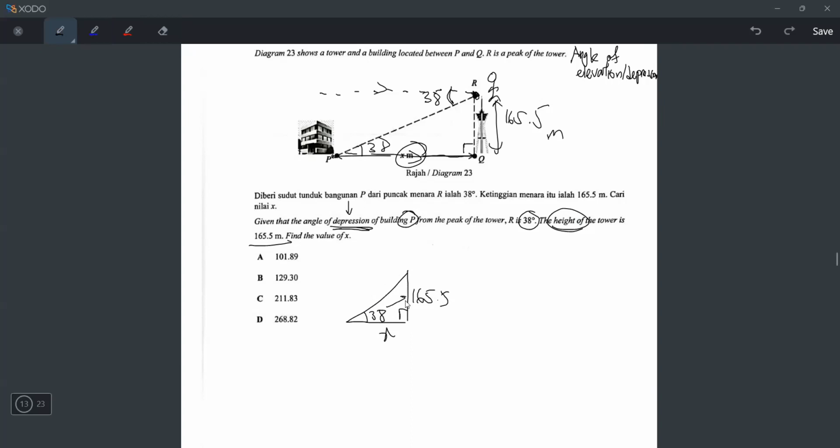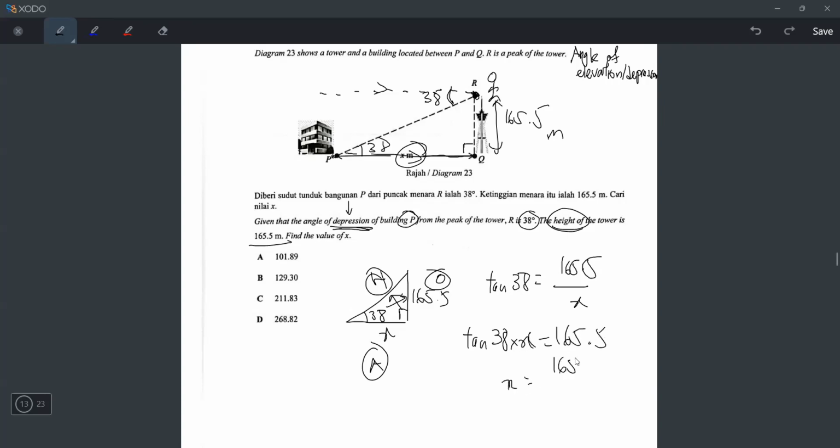So we can see this is the angle. The side in front of the angle, we call it the opposite. In front of the 90, we call it the hypotenuse. The remaining one, we call it the adjacent. So what I have now is the opposite, and what I want to find is the adjacent. So we use tangent. Tangent 38 equals opposite 165.5 bahagi dengan adjacent, which is your x. So tangent 38 times x equals 165.5, and then x equals 165.5 divided by tangent 38.